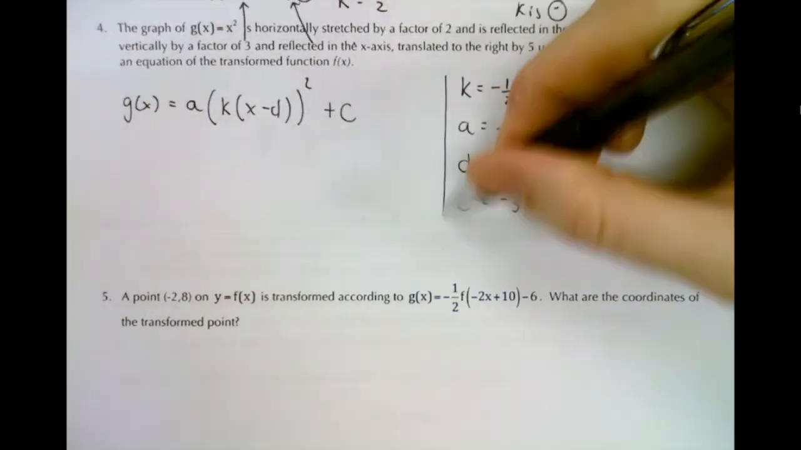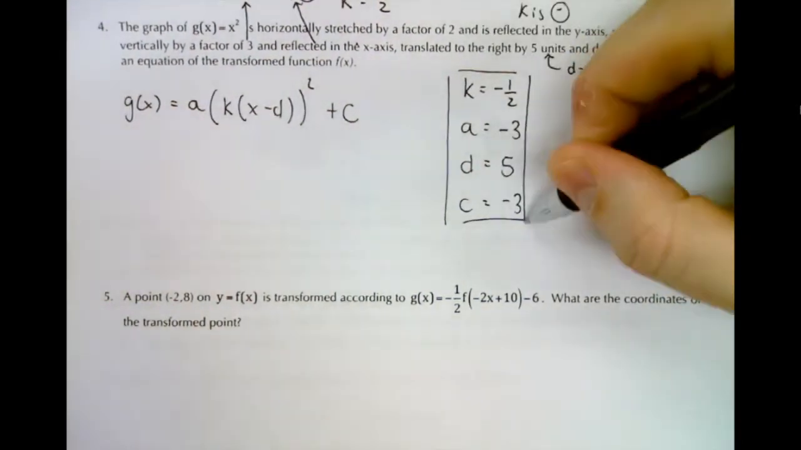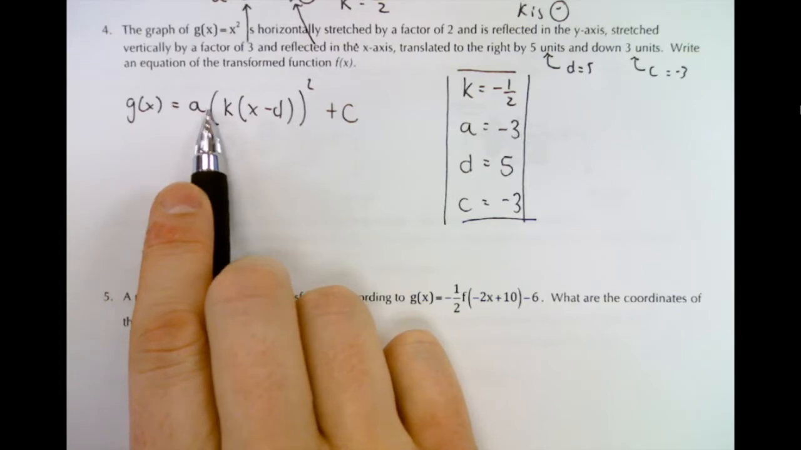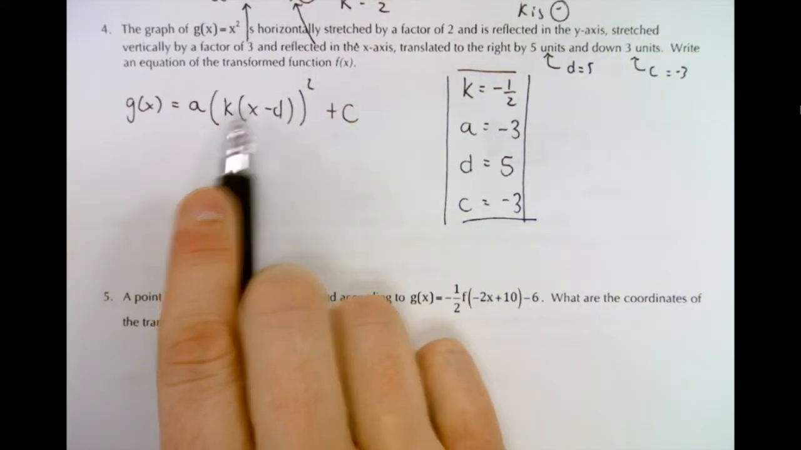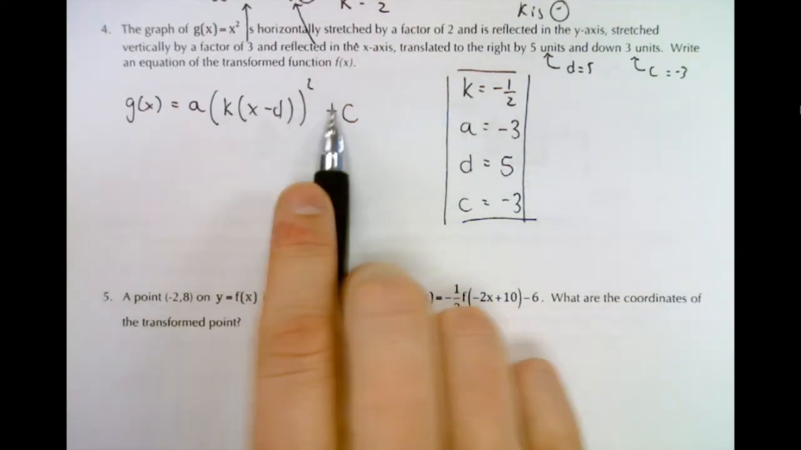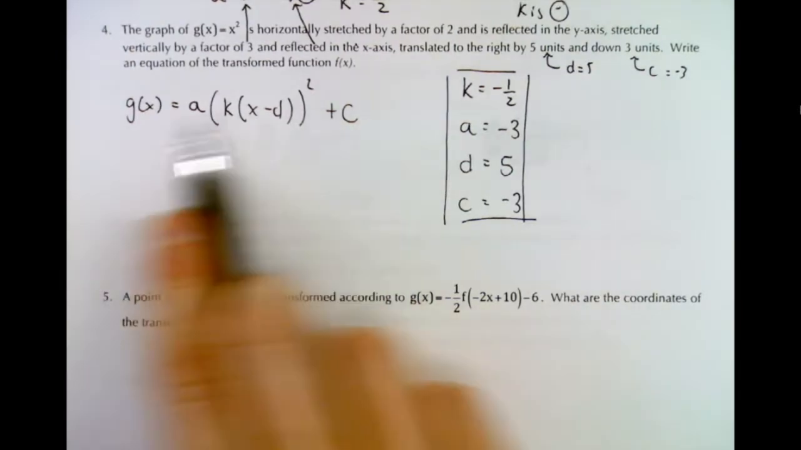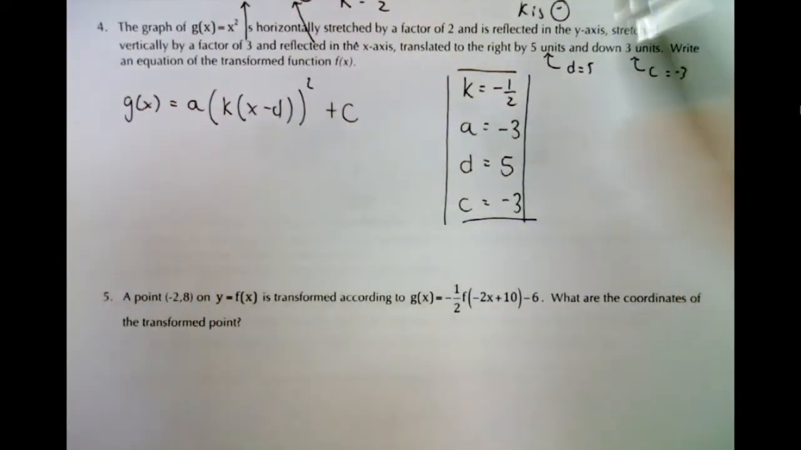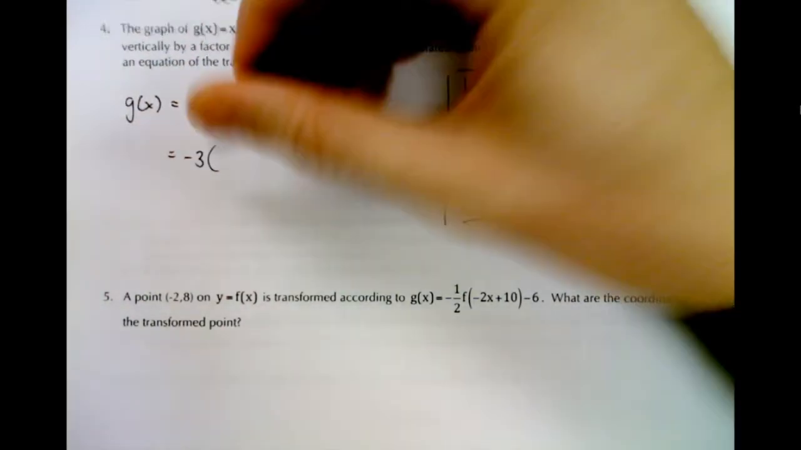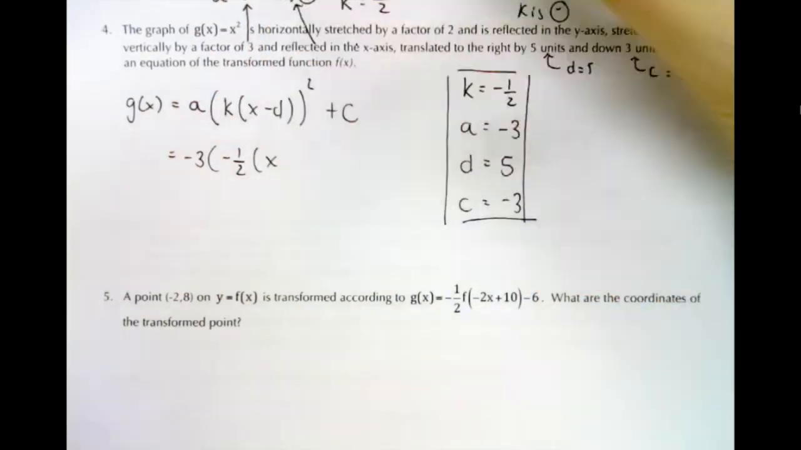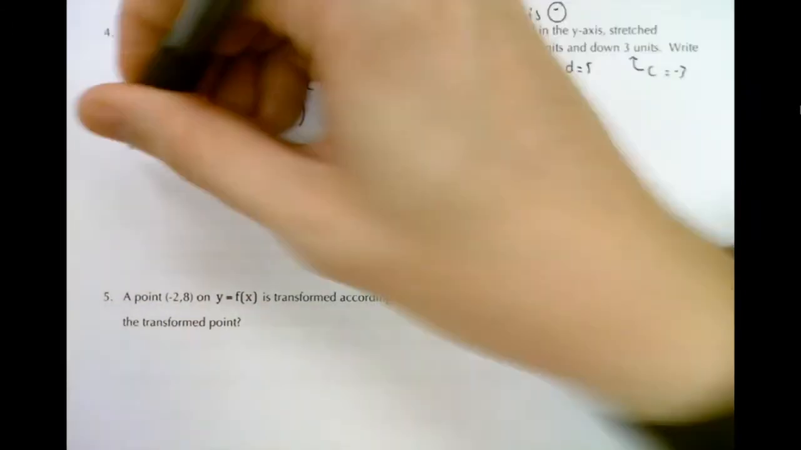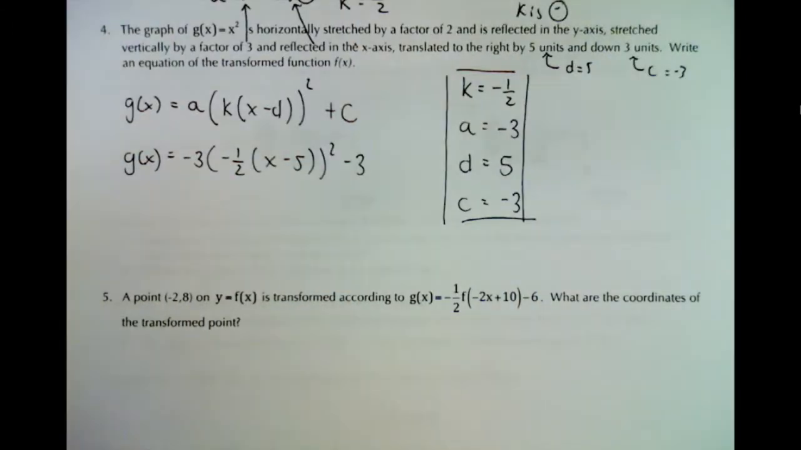And now we just have to fill in our equation. You can write this format for any function. A multiplies in front of the function x squared. K and d act on x inside the function. C adds to the function outside the function. Once you can write this format for all the parent functions, and you can pick out a, k, c, and d, it's pretty easy to write the equation because now we're just substituting. A is negative 3. K is negative 1/2. D is 5. C is negative 3. And there's our equation.